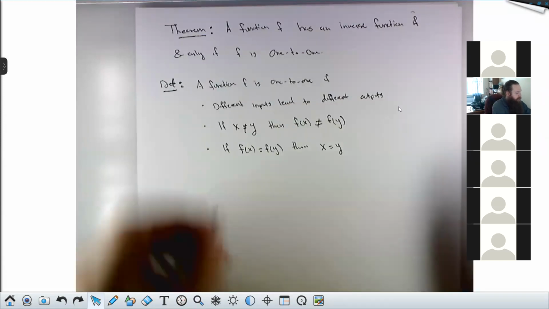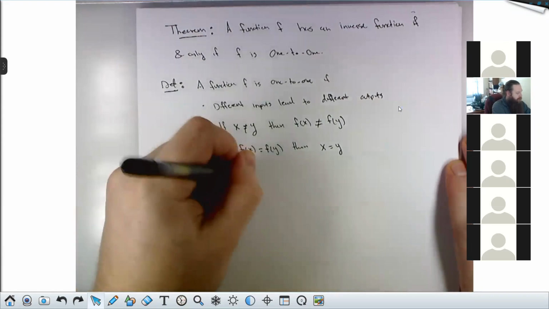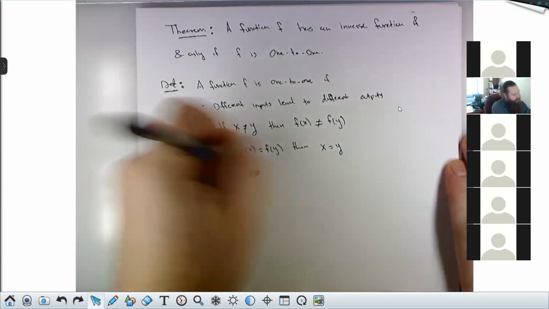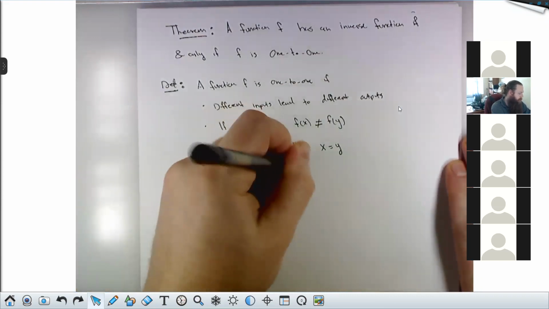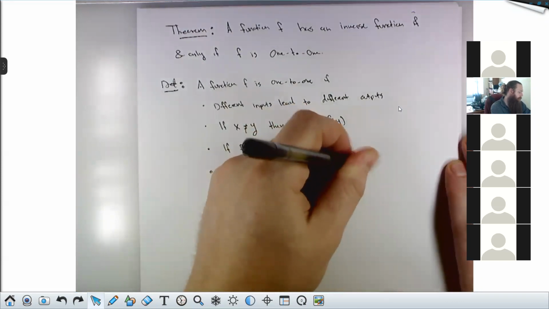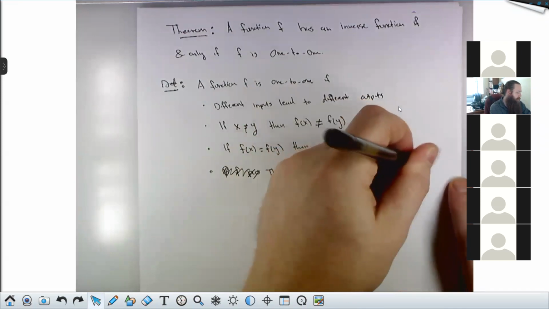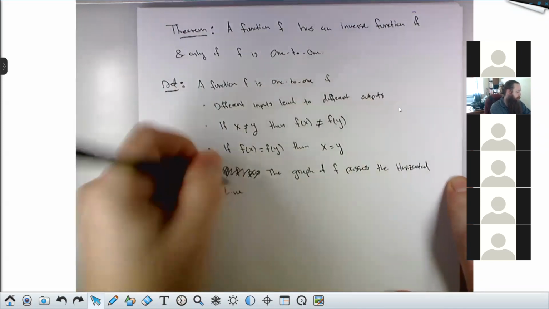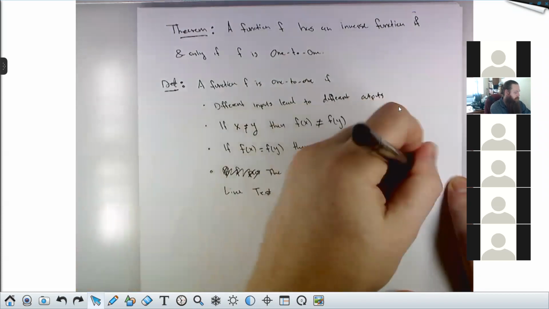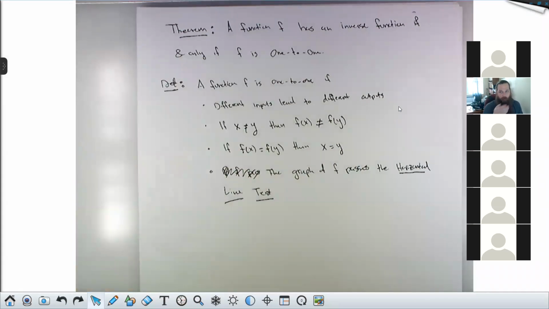In practice, how do we usually do this? Horizontal line test. Let me write it like this. The graph of f passes the horizontal line test. And I'll explain what that is. But I just want to be clear what a one-to-one function is.